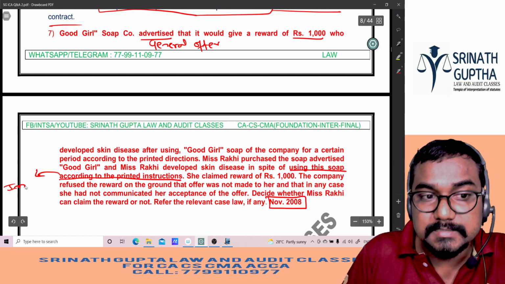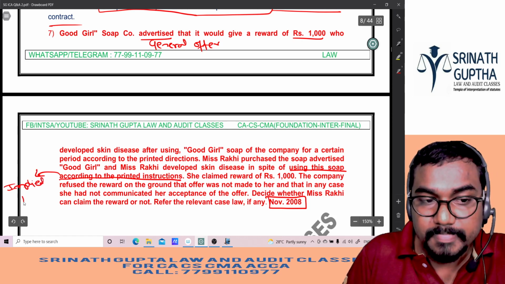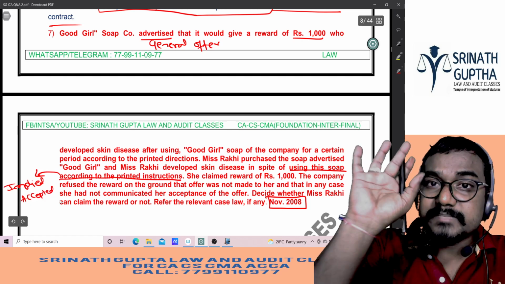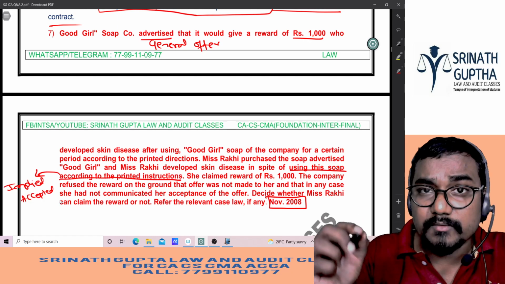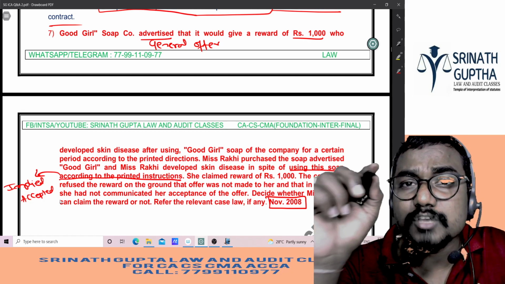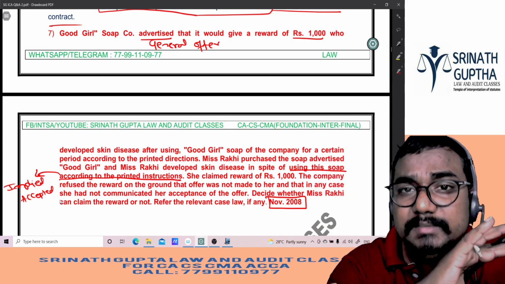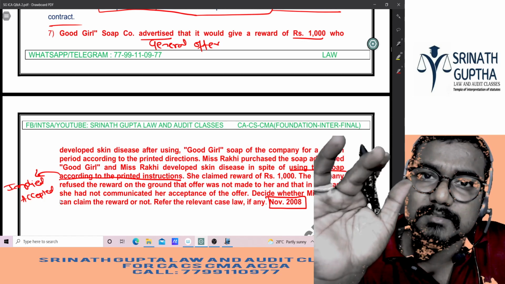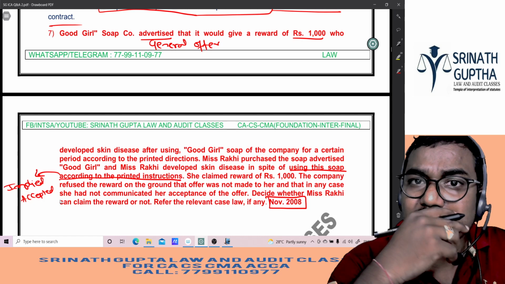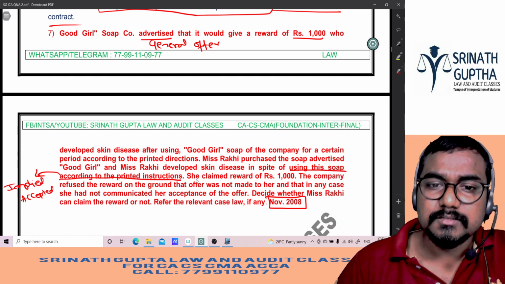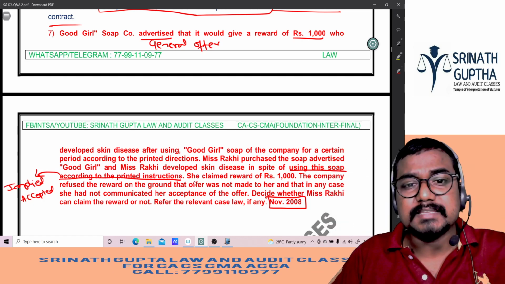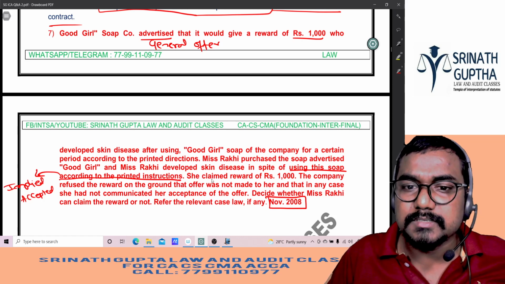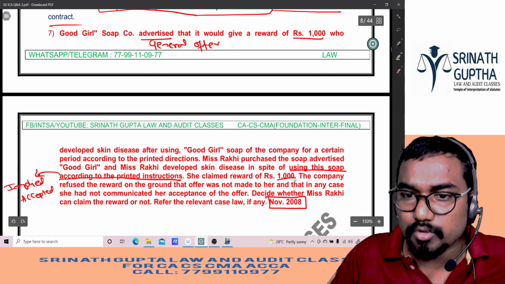Using the soap as per the printed instructions is the implied acceptance. This is what you have to understand in this question, beta. Advertisement is the general offer. What they said, beta, is that if you use the soap for 5 days you will not get the skin disease; that is the offer. I am using the soap for 5 days; that is the acceptance. After using the soap for the 5 days, she still has the skin disease. She claimed the reward of 1000 rupees.